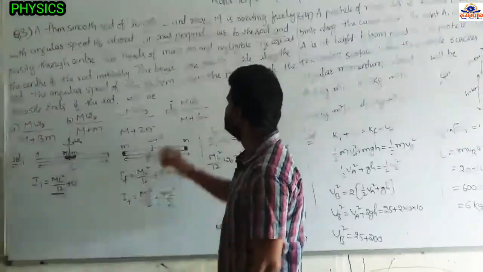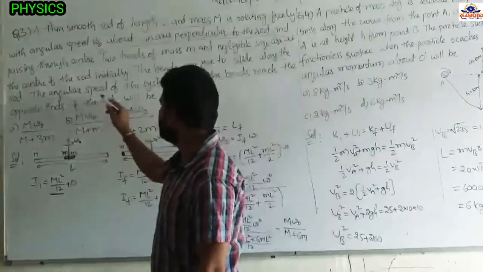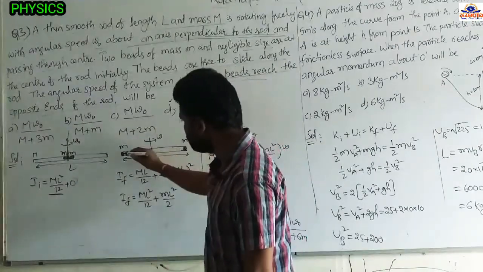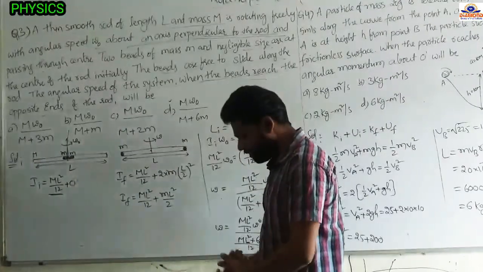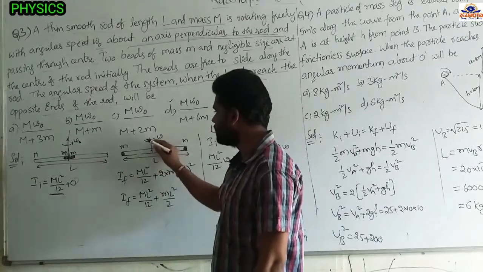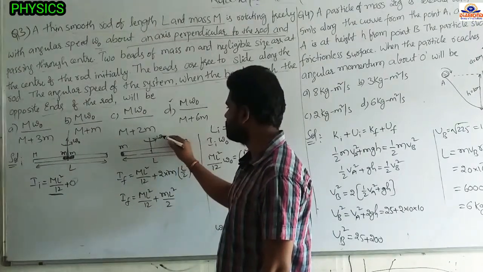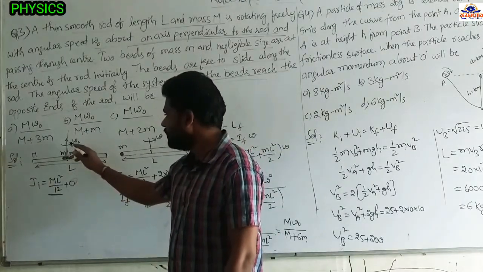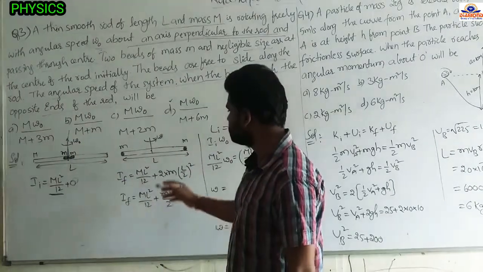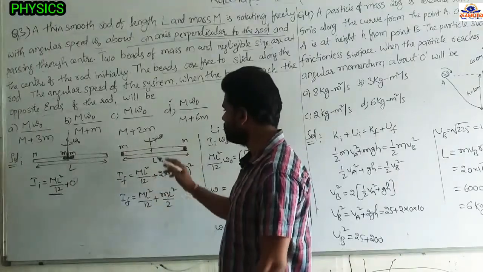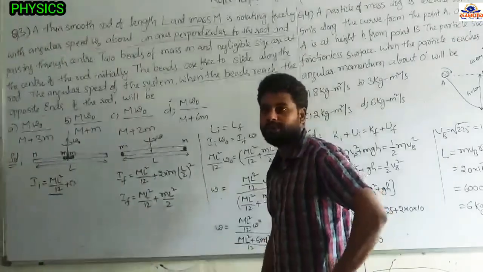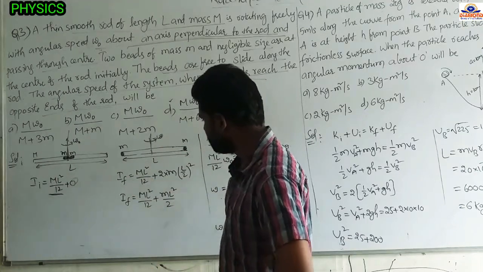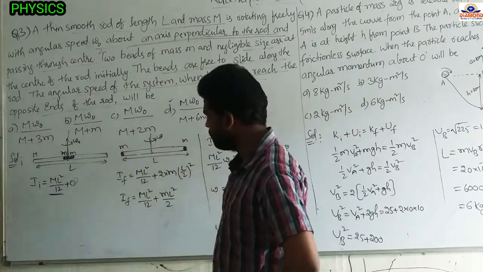Next, these beads are free to slide along the rod and finally reach the opposite ends of the rod. One reaches here, one more reaches here. Now again we have to find the moment of inertia with respect to the same axis, but now it is moving with angular speed omega. Initially the beads are at the center and the angular speed is omega naught. Whenever the beads reach the opposite ends of the rod, the angular speed is omega. Now we have to find the final moment of inertia of the total system with respect to this axis.